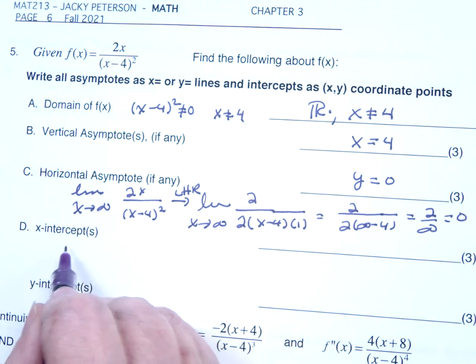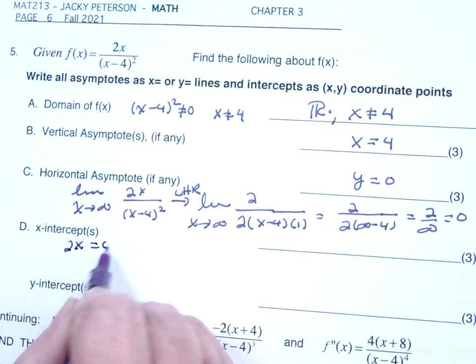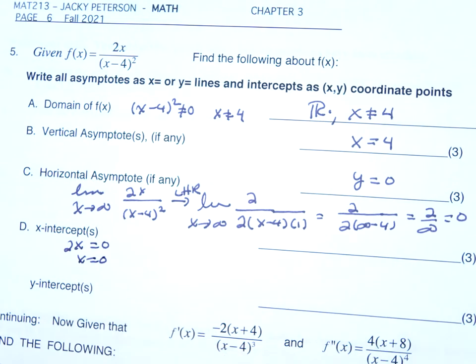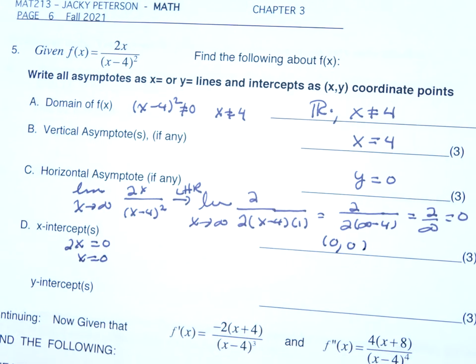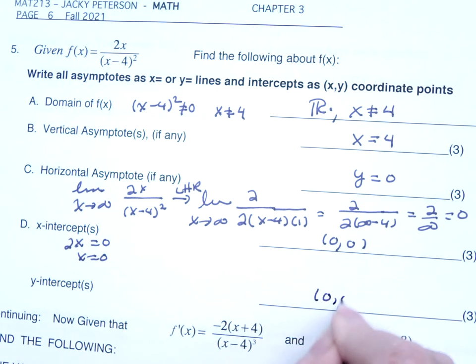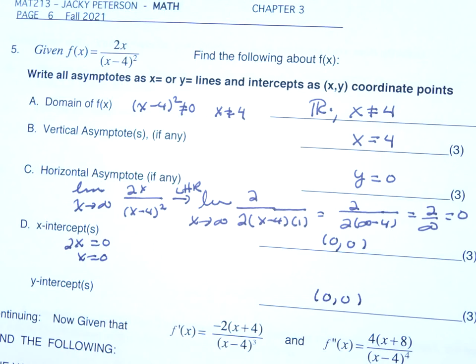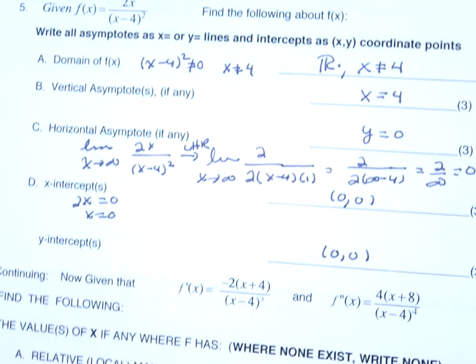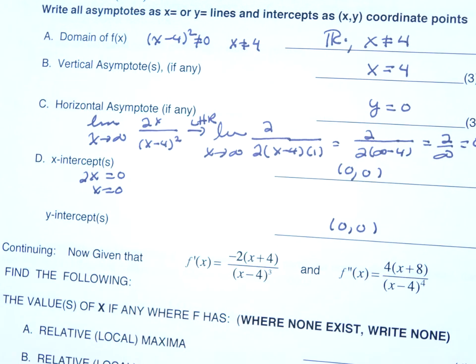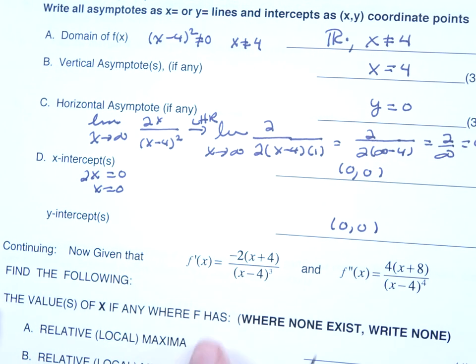X-intercept, this is where the numerator equals 0, or x equals 0. So it's (0, 0). Well, y-intercept, it's a twofer. It's also (0, 0). And then we go after max, min, inflection points.